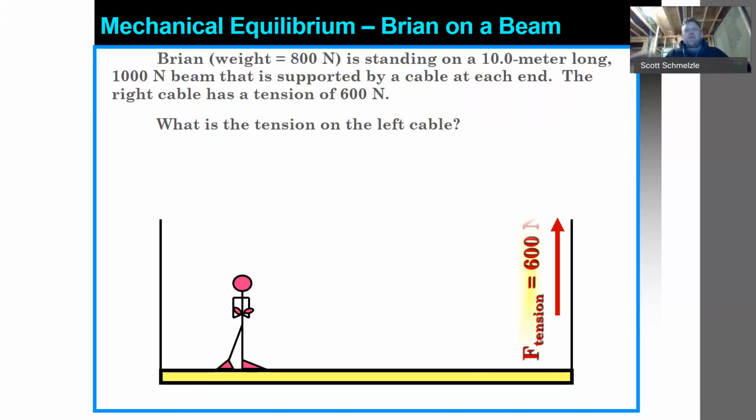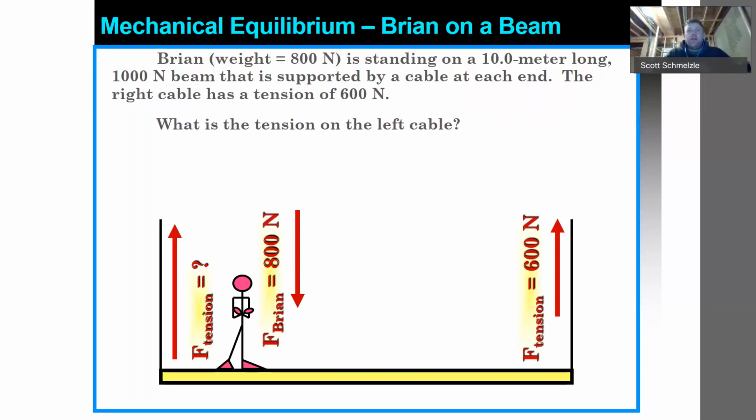So what we do is we start putting in our numbers. The tension on the right cable is 600 newtons, and that's pulling upwards. So that's pulling the side up. The left cable, that's the one that we don't know yet. But what we do know is that Brian has an 800 Newton force downward. We do know that the beam has a 1,000 Newton force downward. Now, again, those two things are pushing downwards, right? Yes, there is a normal force.